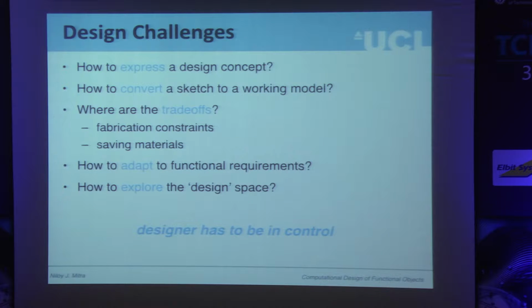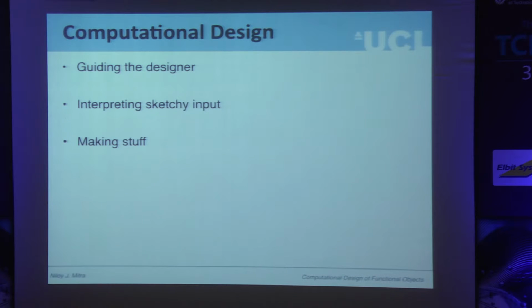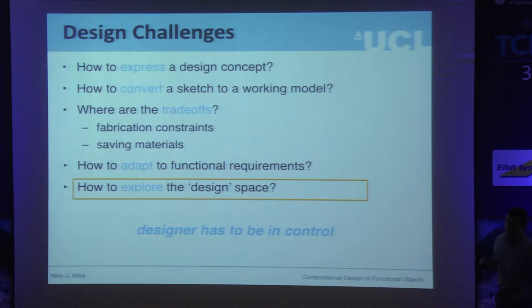And always the designer will choose. It's not an optimization that gives one output, right? It's multiple. So I focused this talk on three aspects of this. One is, how do we guide the designer? Then how do we interpret input which is not quite precise? And how do we make stuff? Okay, so let's start with the first one, which falls under how you explore the design space.